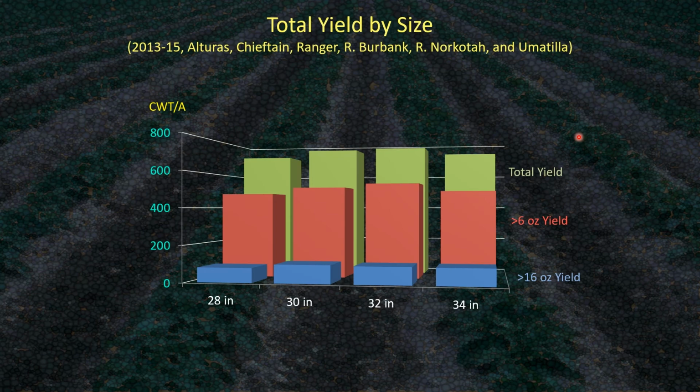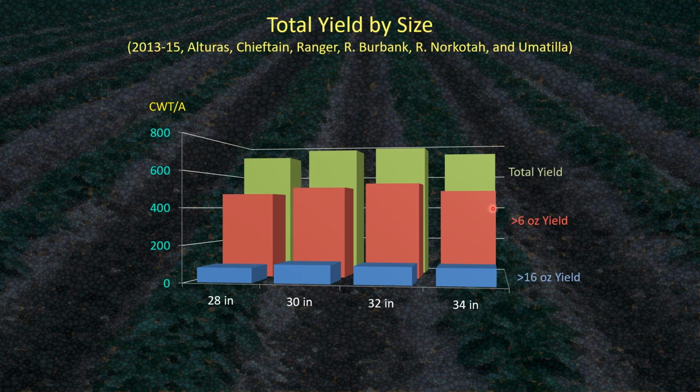One question we have when we move rows closer together, so a tighter row width, is do the larger tubers get smaller? Do we have fewer large tubers? And this looks at that. So this is average across the varieties here at top. We look at total yield here on the graph, greater than 6-ounce yield and greater than 16-ounce yield.